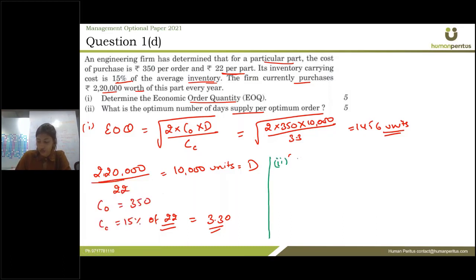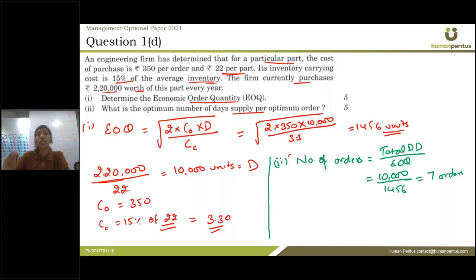For the second part, first we will calculate the number of orders, which will be total demand divided by EOQ. So that is 10,000 divided by 1456, which will be approximately 7 orders. So that means in a year, the firm should make 7 orders to have an economic order quantity.